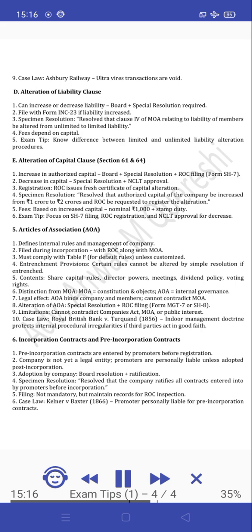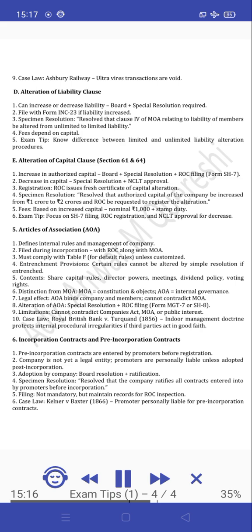3. Registration. ROC issues fresh certificate of capital alteration. 4. Specimen resolution. Resolve that authorized capital of the company be increased from 1 crore rupees to 2 crore rupees and ROC be requested to register the alteration. 5. Fees. Based on increased capital. Nominal 1,000 rupees plus stamp duty. 6. Exam tip. Focus on SH7 filing, ROC registration, and NCLT approval for decrease.